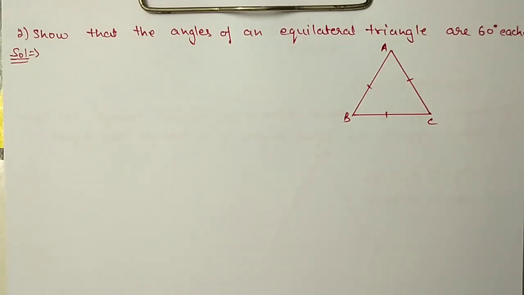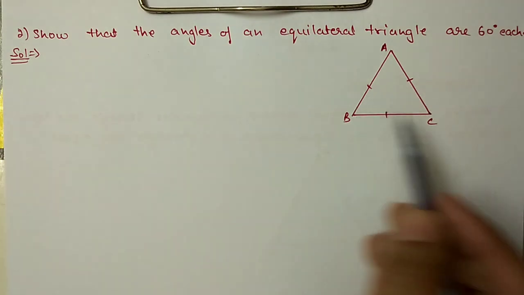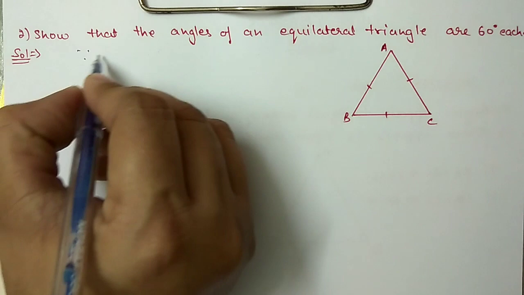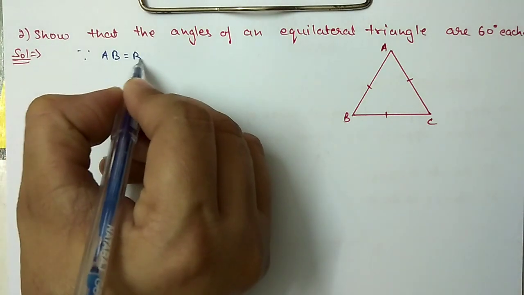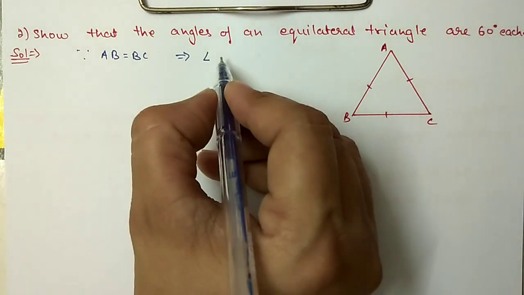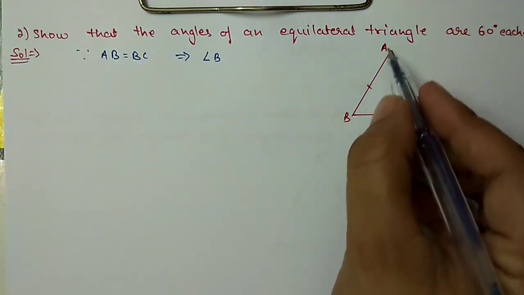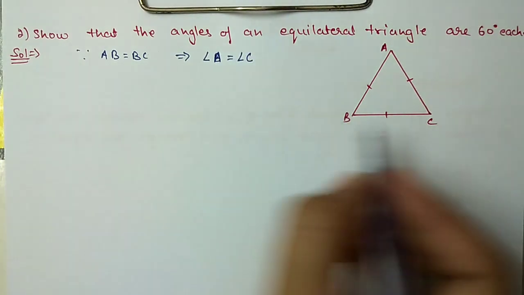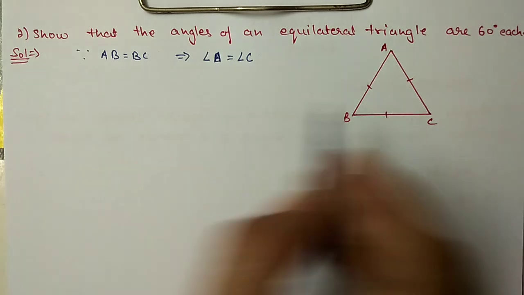Next, question number 2. Show that the angles of an equilateral triangle are 60 degrees each. So we have to do this question with the help of the isosceles triangle property. We will take first these two sides. Because AB and BC are equal, we can say angle A is equal to angle C. Opposite angles will be equal.